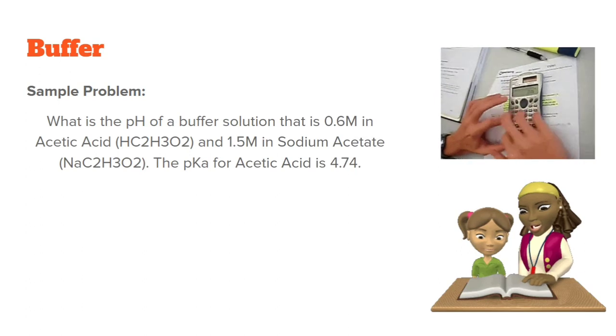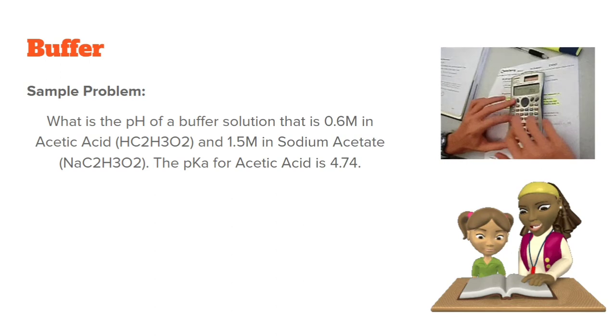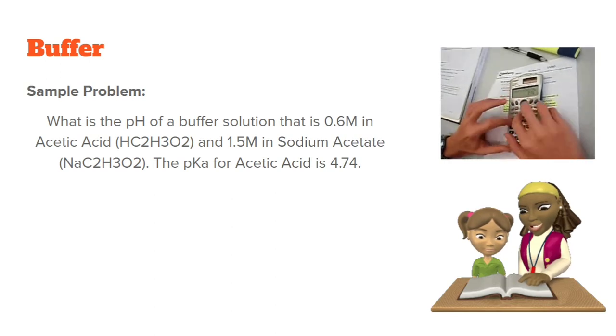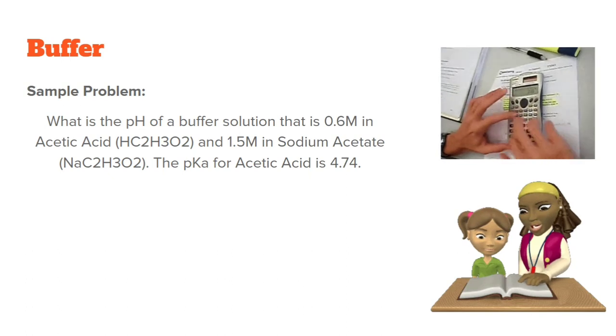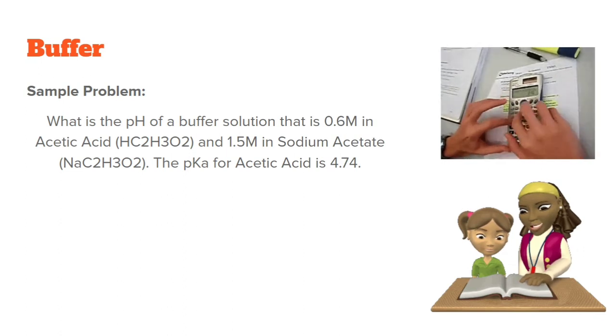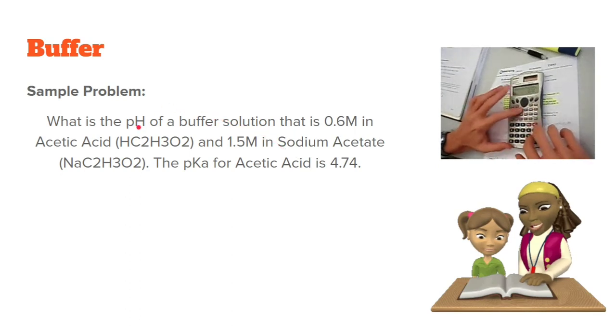What is the pH of a buffer solution that is 0.6 molar in acetic acid and 1.5 molar in sodium acetate? The pKa for acetic acid is 4.74. Okay. So, ang hinahanap po dito is the pH of a buffer solution, and these are your givens. So, use the Henderson-Hasselbalch equation for this.